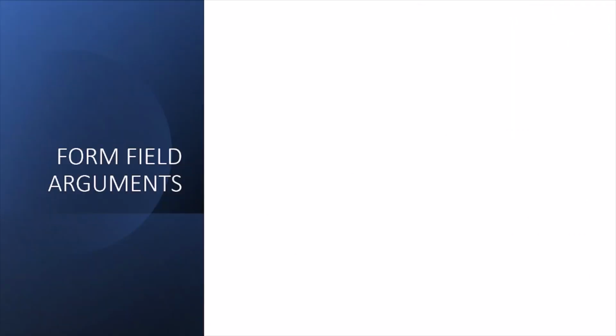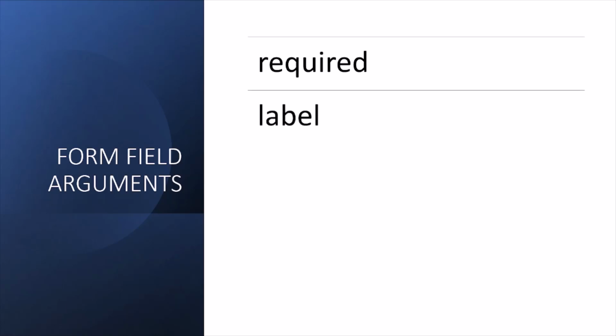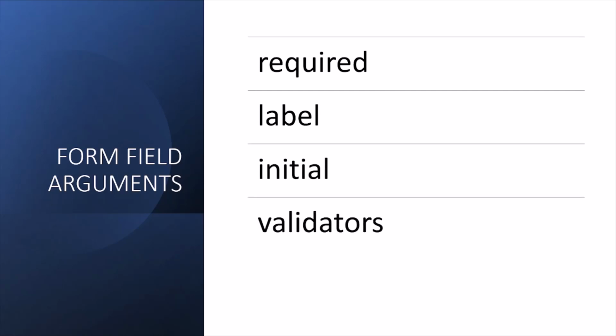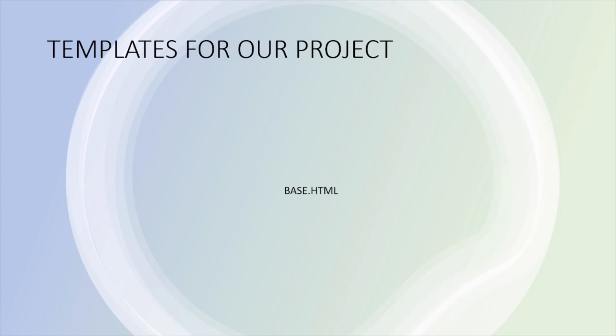Now let's talk about the arguments that we can use with form fields. We have required, which we can use to ensure that the form field is not left blank. We can use label to give a human readable name to our form field, initial to assign an initial value to our form field, and validators. A validator is a function that we can use. This function will take a value, and if the value does not meet certain criteria, will raise a validation error. And then we have has_changed, which we can use to check if the data has changed from its initial value, right?